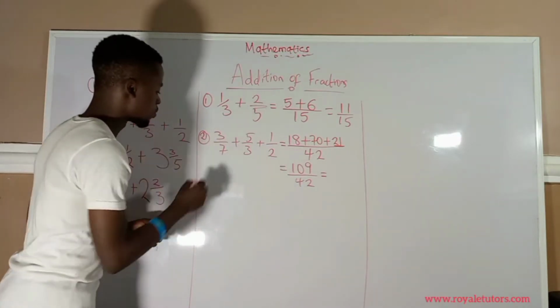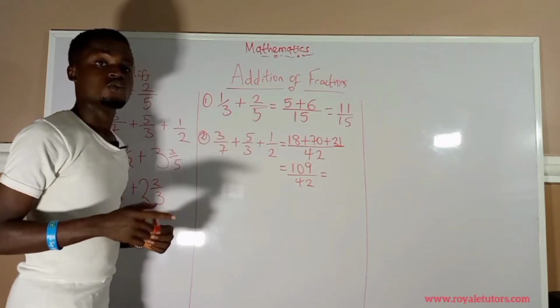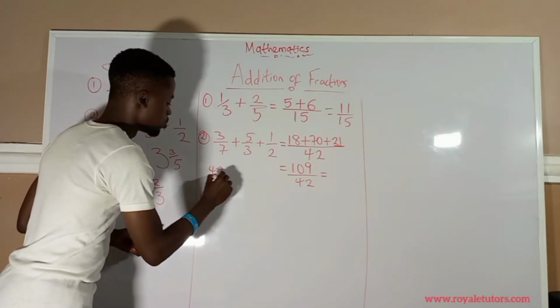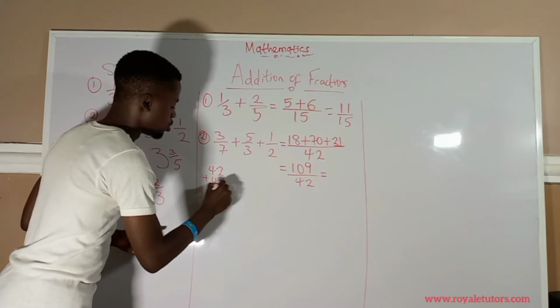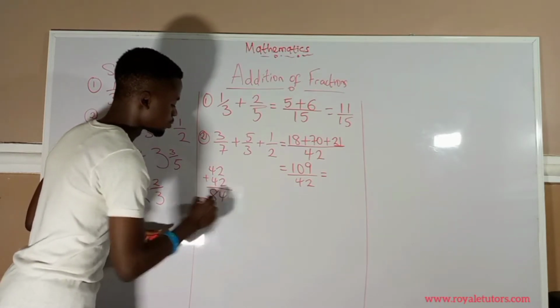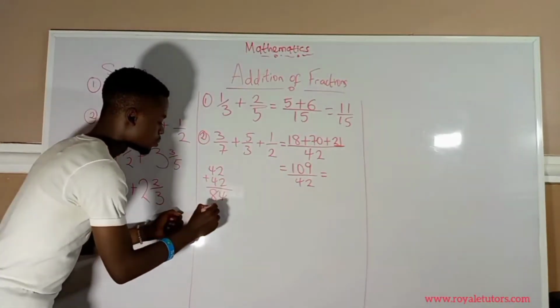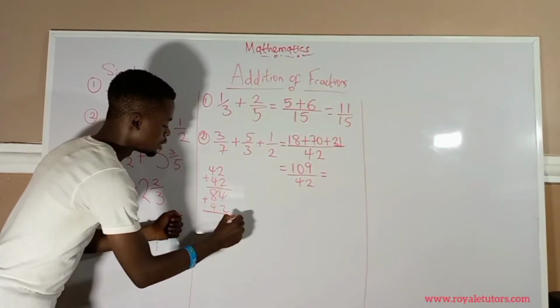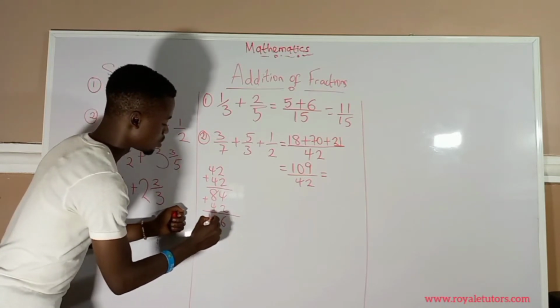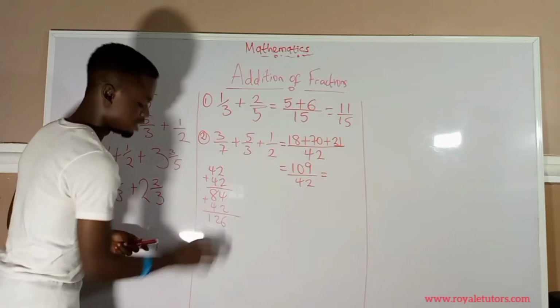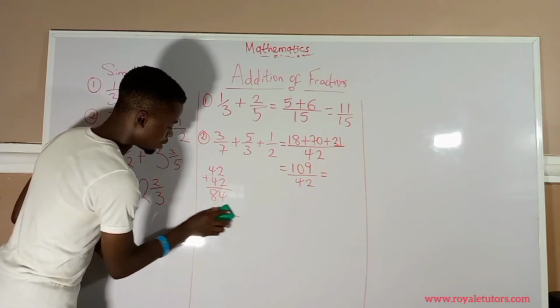Or let me do it this way. You add 42 till you get a number that is close to 109. 42 plus 42, this is 84. 84 is close to 109, but let's continue. 84 plus 42 is 126. 126 is greater than 109, so you won't need this last one. You just stop here.